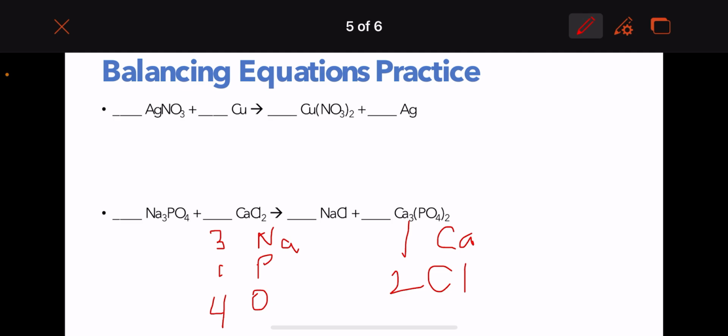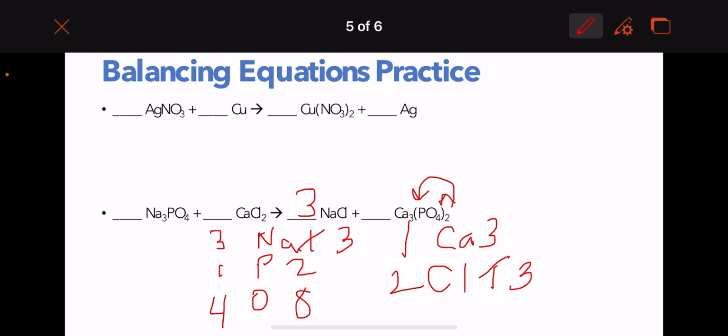And on the product side, I've got 1, 1, 3, 2, see that? 8. All right, what can we do here? Well, first things first, let's look at sodium first, since it's the first thing there. Let's go ahead and put a 3 here, and that changes the product side to 3, right? But it also changes this side to 3, and I've got a 2 and a 3.